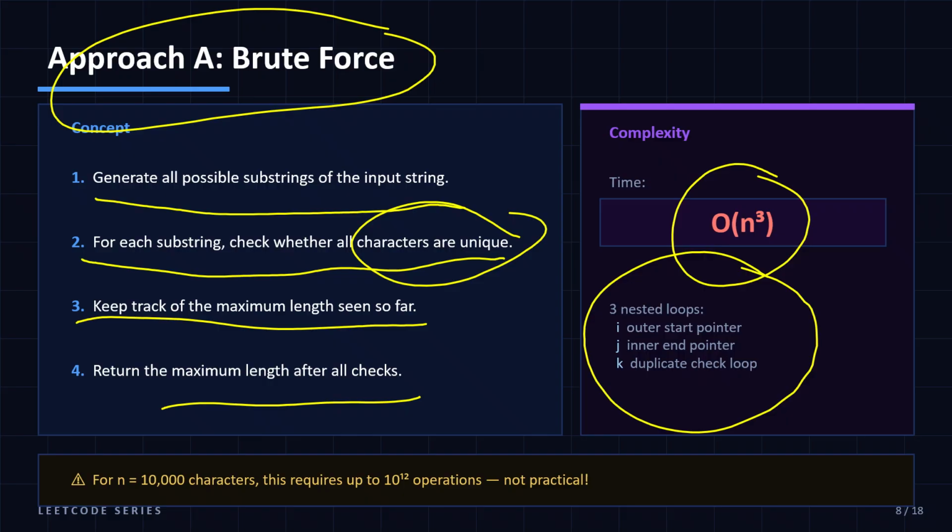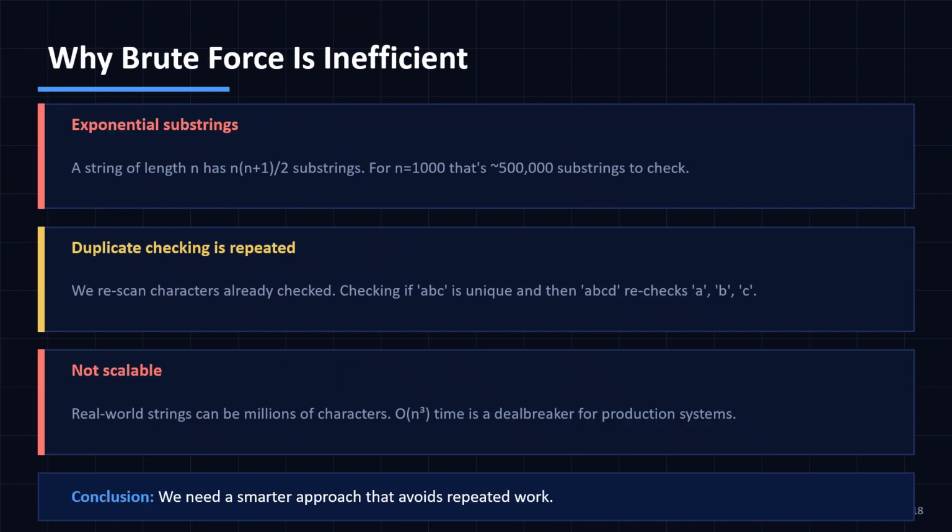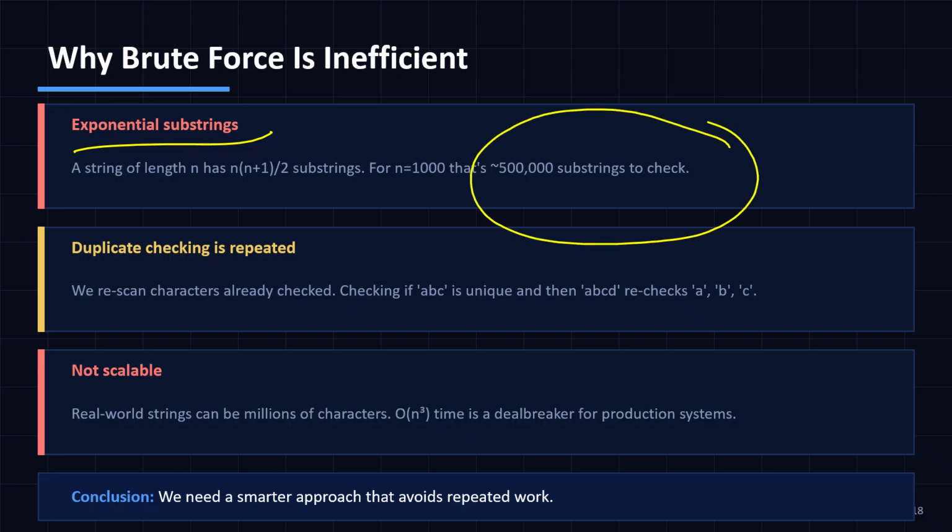This is brutal. So for n equal to 10,000 characters, this requires up to 10 to the power 12. Basically this is not practical. Okay, so the number of operations it's going to take is not at all practical. So we are going to use a better approach, but we need to understand why brute force is not efficient enough. Okay, so this inefficiency is determined by the following factors. Exponential substrings. Okay, a string of length n has n into n plus 1 by 2 substrings. This is a basic formula. Okay, for n equals 1000, that's roughly 500,000 substrings to check.